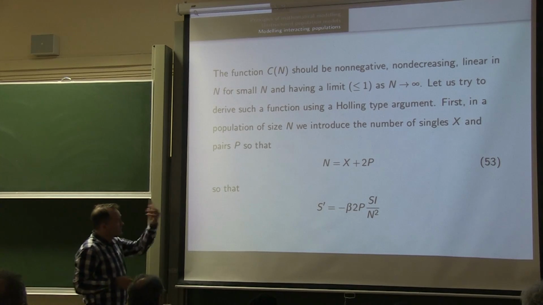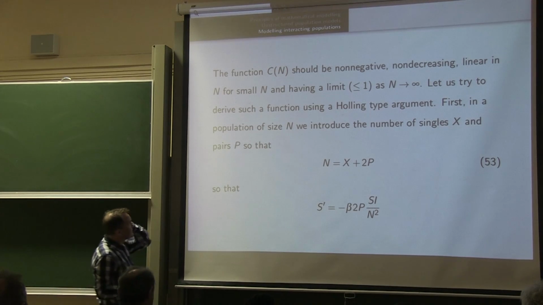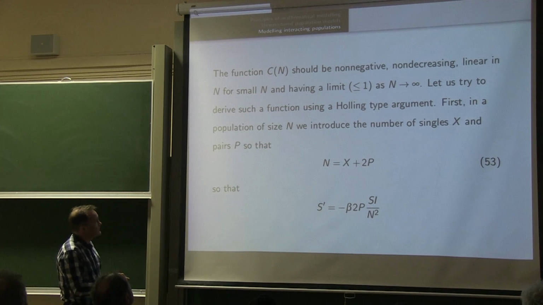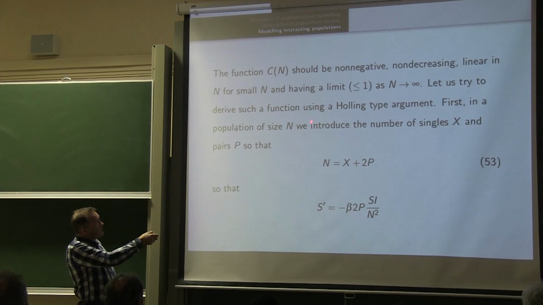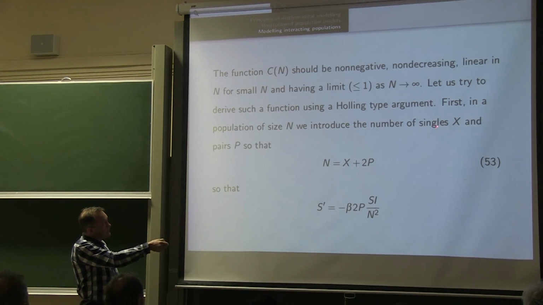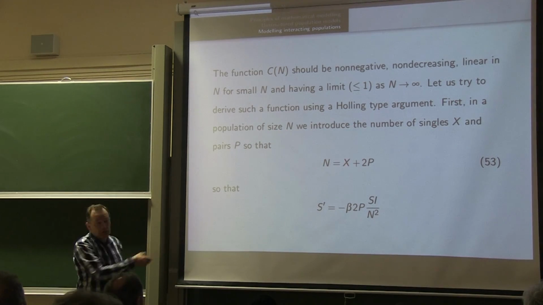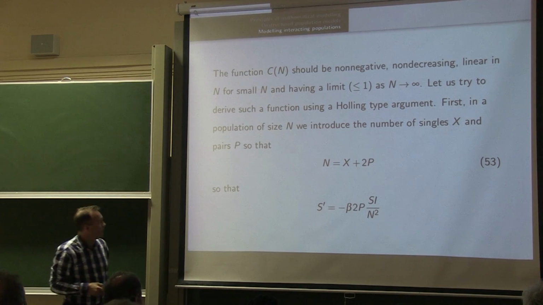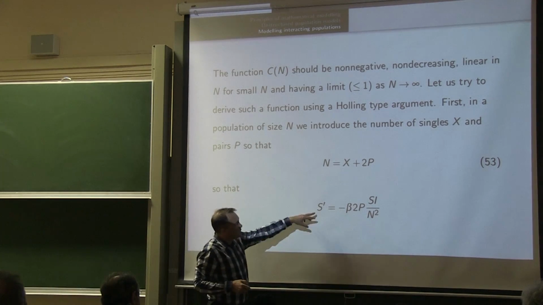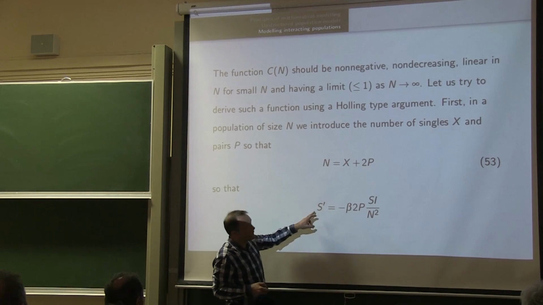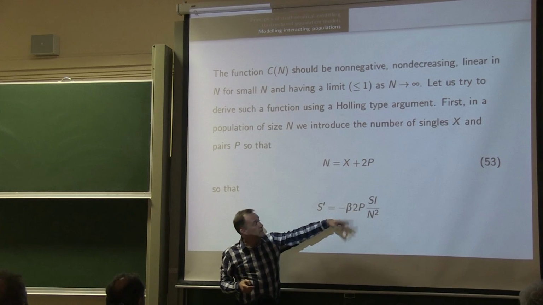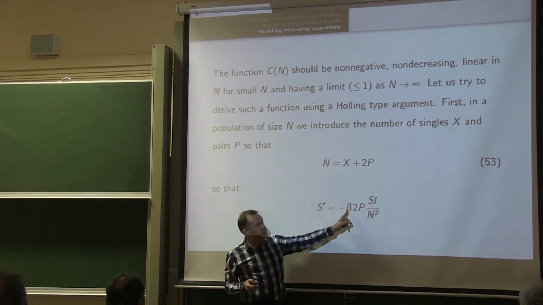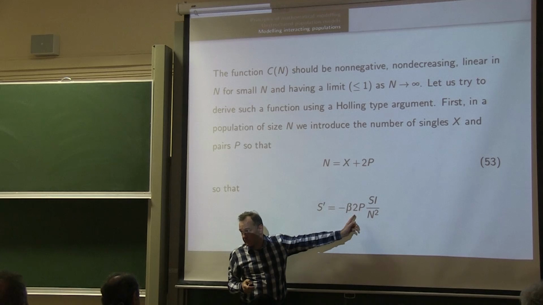Okay, so let us try to derive such a function using a Holling type argument, as I said earlier. As before, in the population of size n, we introduce the number of singles and pairs. So n is equal to x plus 2p. And then, of course, just rewriting the previous equation, I put here pairs times 2, because these are the actual number of individuals engaged in contact, not pairs.